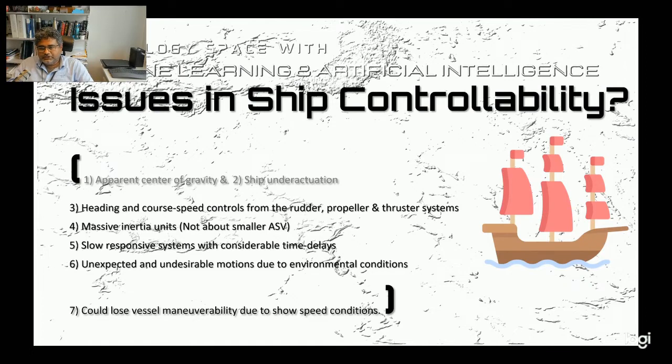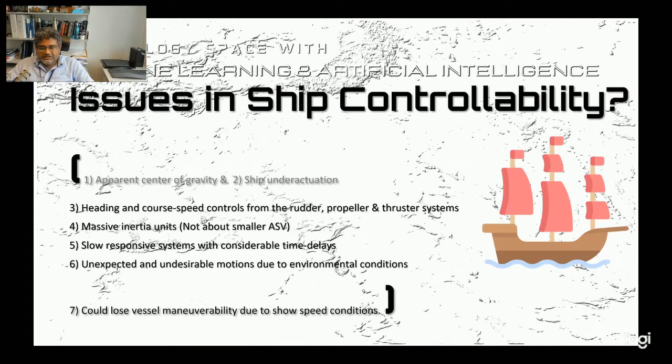for underactuated ships. Before we get into that discussion, let me say a little bit on the ship controllability issues, because these controllability issues eventually influence the navigation strategy of these ocean-going vessels. So the first 2 topics would be apparent center of gravity and the ship under actuation. I think I have done a discussion on that, and I have 2 videos, and please go through those if you're interested in these 2 topics in more detail.